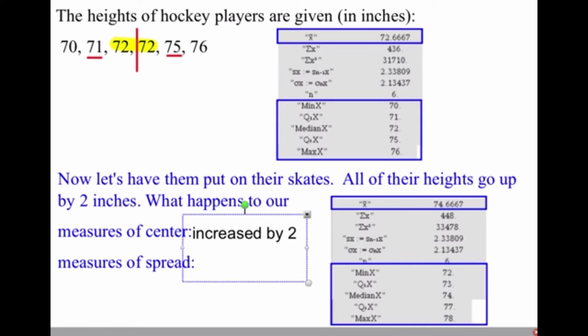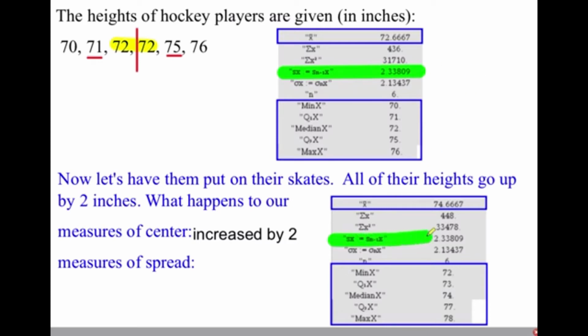All right, now what happened to our measures of spread? Well, remember, measures of spread are IQR, range, and standard deviation. So let's take a look at what happened to the standard deviation. Standard deviation on the original data was 2.33809. Standard deviation after we added 2 inches to all the players was still 2.33809. It didn't change.